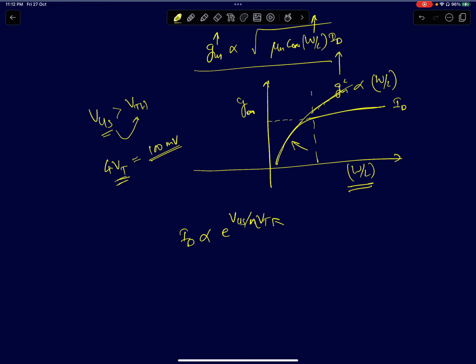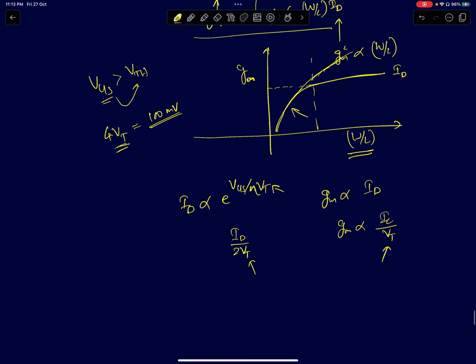Now we know that for a BJT, the transconductance is proportional to the current. It is actually the collector current divided by VT, where VT is the thermal voltage. For a MOSFET, it is going to look something like ID upon 2 VT. I can rewrite this expression as 2 ID upon 4 VT, so in the form 2 ID upon V overdrive. So this is your GM.